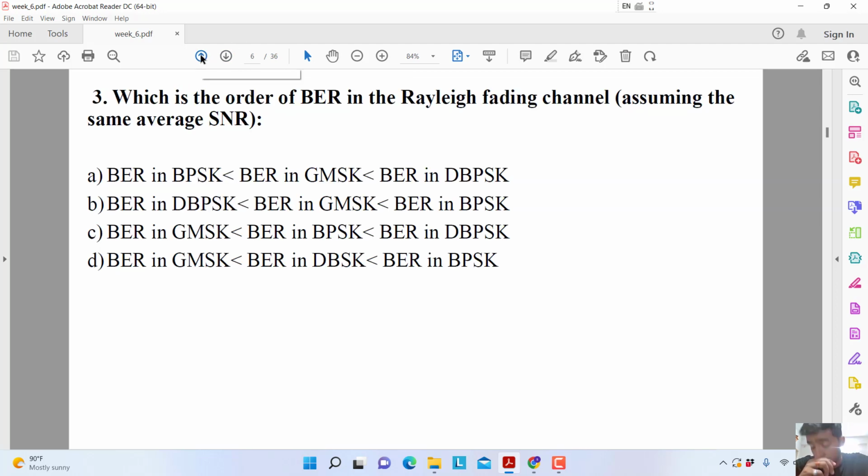Okay, the option is right for this question. Basically, we just have to put in the value of SNR. There are these three: BPSK, GMSK, and DPSK. So we get the highest BER in DPSK and the lowest in BPSK. So that option is right.